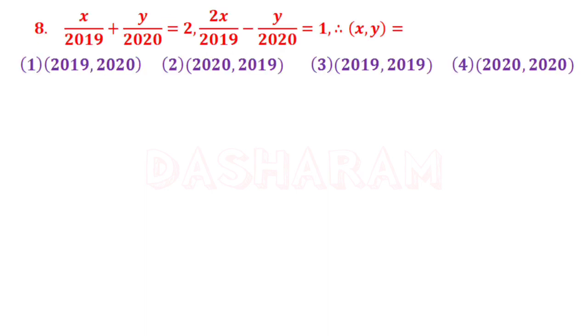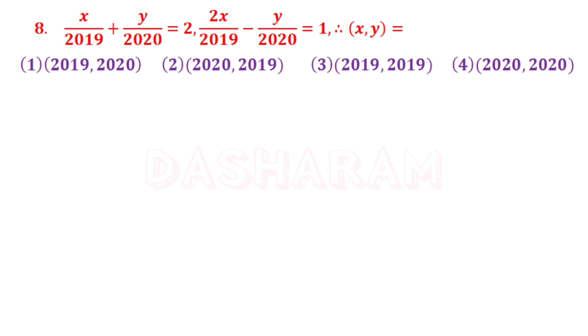Next, the eighth question: x by 2019 plus y by 2020 equals 2, and 2x by 2019 minus y by 2020 equals 1. Therefore, x comma y, what is the solution? We want to find out x comma y. Okay, so these two are a pair of linear equations. There are two methods to solve a pair of linear equations, elimination or substitution. But don't use them, go with the options, then time will be saved in the competitive exams.